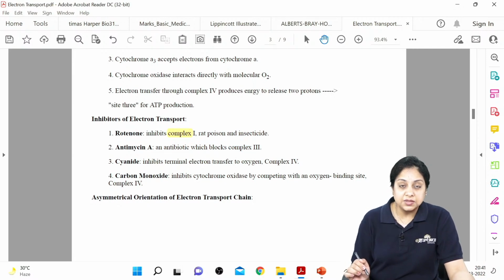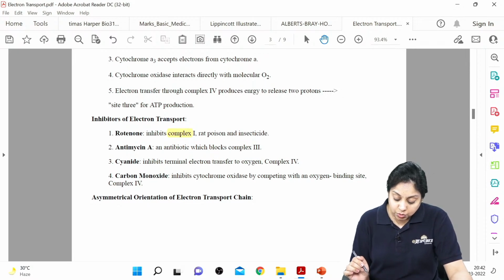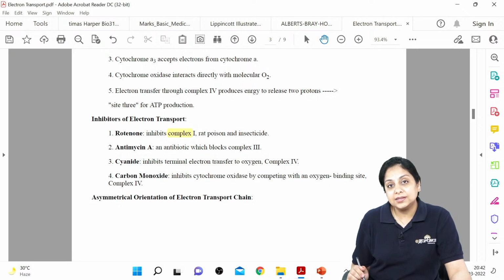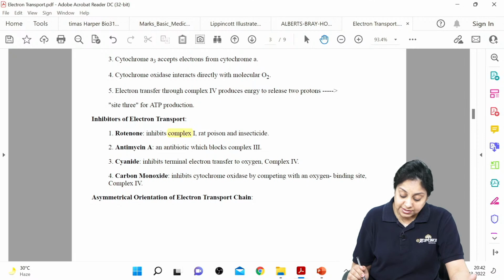Terminal electron transfer, who is responsible? Complex 4 is responsible. And who is the inhibitor? Cyanide is the inhibitor. Carbon monoxide inhibits the cytochrome oxidase, right? What we see always is that cytochrome oxidase is inhibited by gases such as carbon monoxide and hydrogen sulfide. All these gases inhibit the cytochrome oxidase.